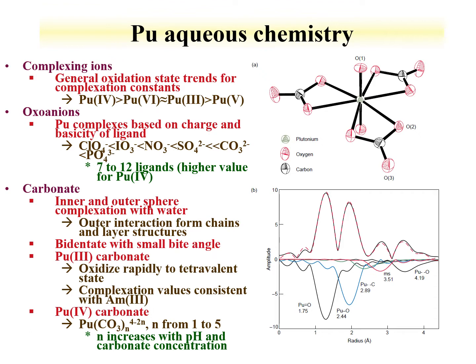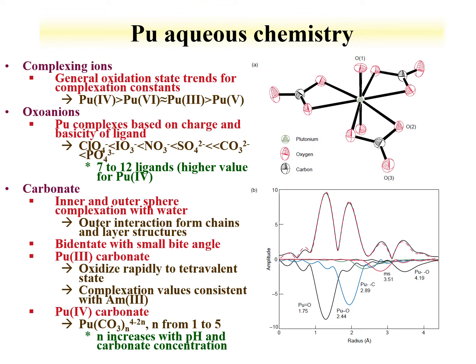General plutonium aqueous chemistry follows oxidation trends as you would expect for any metal ions, where tetravalent plutonium is generally going to have the largest complexation constants, and pentavalent plutonium for a given compound is going to have the lowest complexation constants. The 6 and the 3 oxidation states can be relatively close to each other.